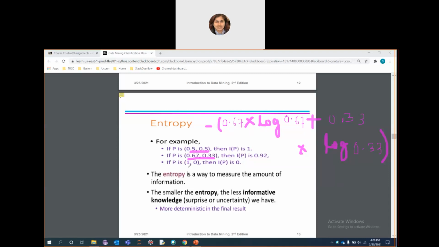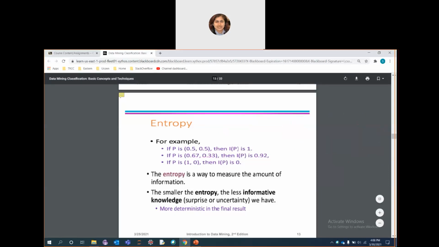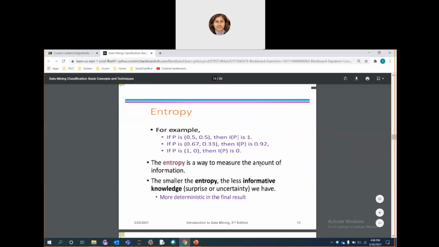In the same way, for 1, 0, you will have the entropy as 0. So how much information is actually there, based on the probability measure of various attributes in the given data set. Okay, so this is how entropy is calculated.